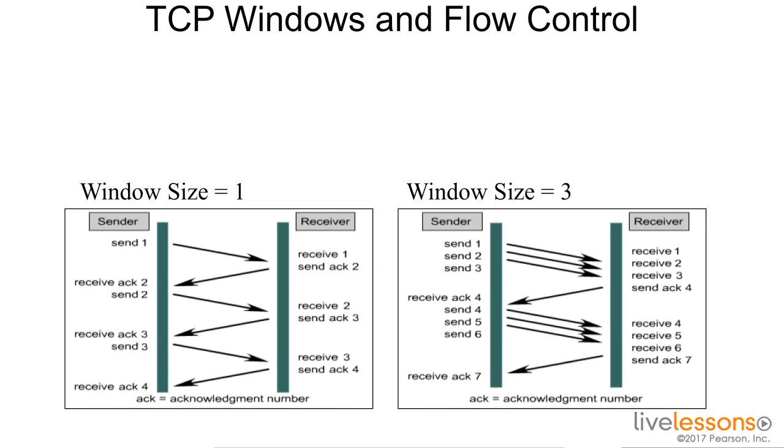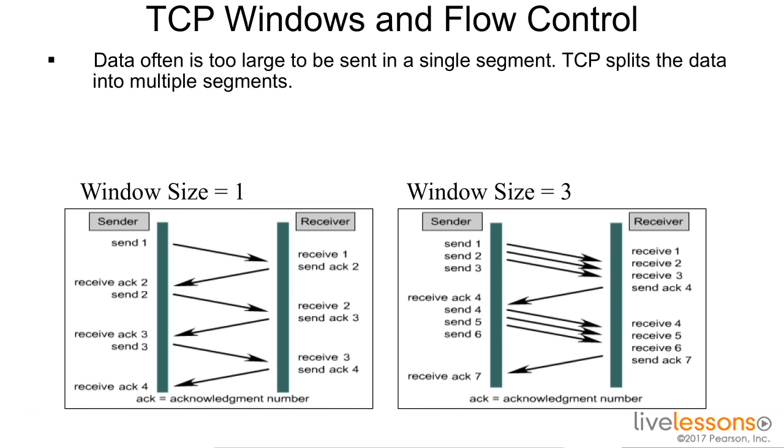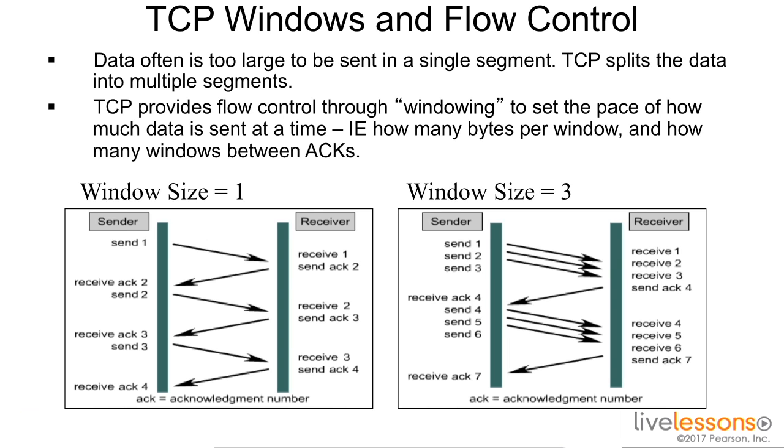TCP uses windows and flow control. Data is often too large to be sent in a single segment, so TCP splits the data into multiple segments. TCP provides flow control through windowing to set the pace on how much data is sent at a time, or how many bytes per window, and how many windows between acknowledgements.